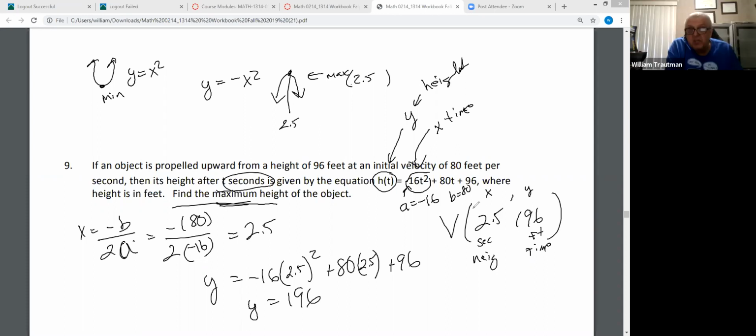196 too. Okay, so you're throwing this object from a certain height. It starts off at 96 feet above the ground, and you throw it up. 2.5 seconds later, it's at its highest point, 196 feet up, and then it starts coming down. We started at 96 feet, threw it up there, it stopped at 196, and then it started coming back down. And that's the answer. What is the maximum height? 196 feet. How long did it take to get to the maximum height? 2.5 seconds.